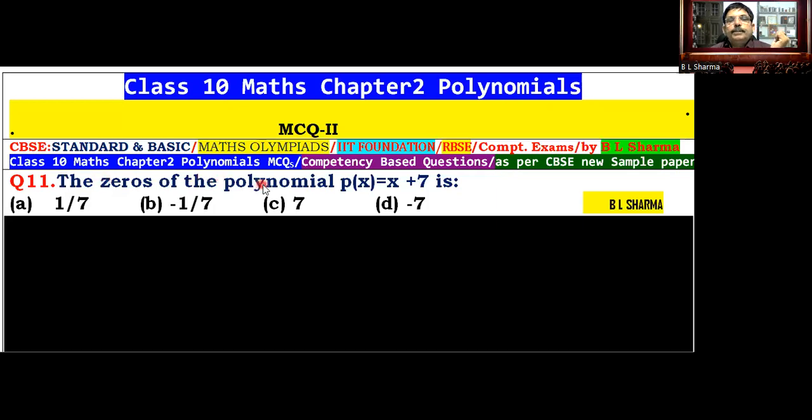The zeros of the polynomial, this is a linear polynomial, x plus 7 is. What we have to do, we have to put this x plus 7 equal to 0. So x is minus 7. So the zero of this linear polynomial will be minus 7. So that is the correct option.